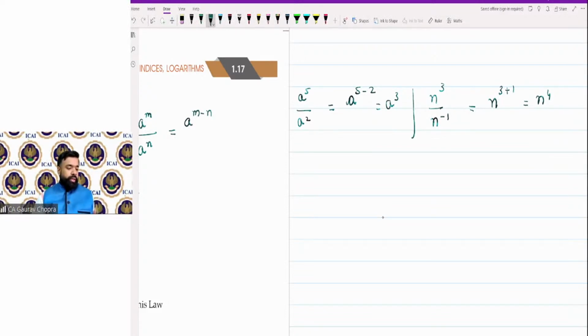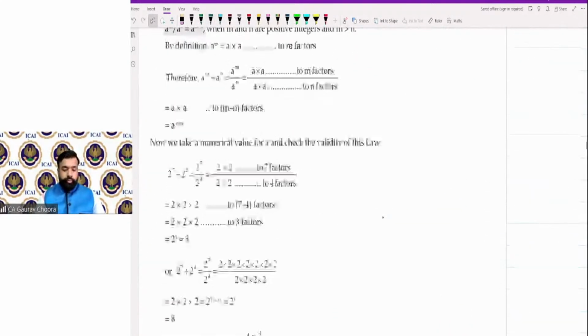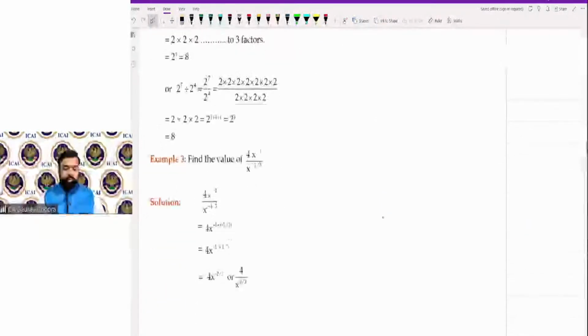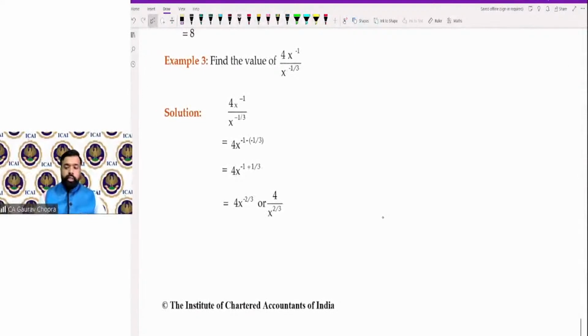Yes, so everyone has got this. Yes. So this was the second law of indices. Now let us simplify this example number 3. 4x to the power of minus 1 divided by x to the power of minus 1 by 3. So how to simplify this? So 4 will remain as it is. X to the power of minus 1 in numerator, it will remain as it is.